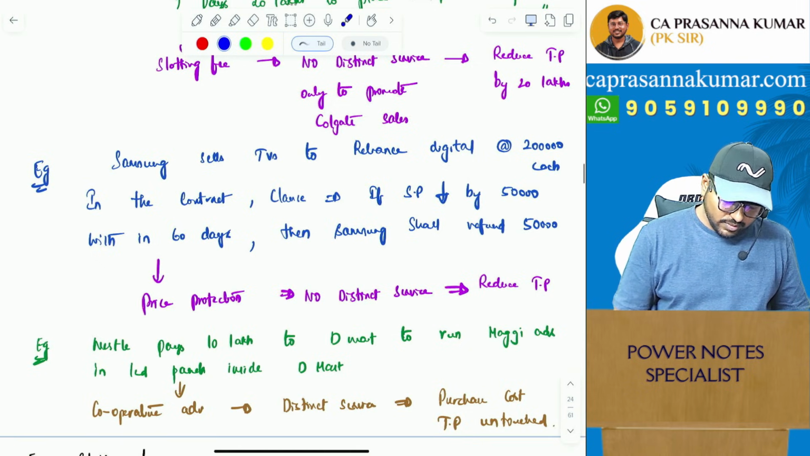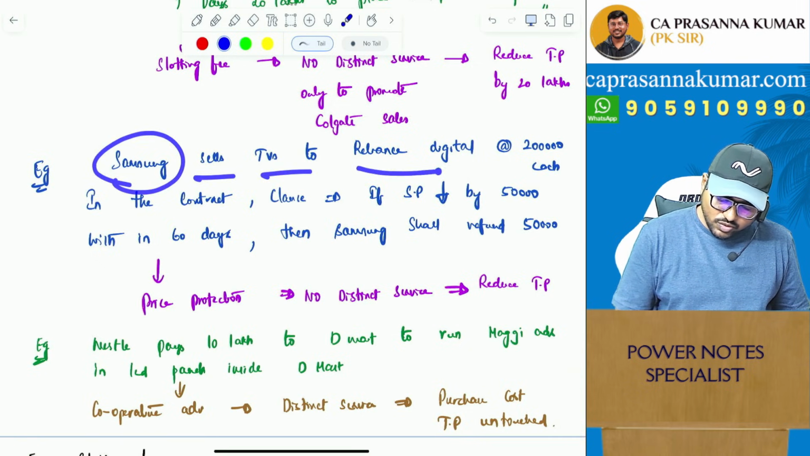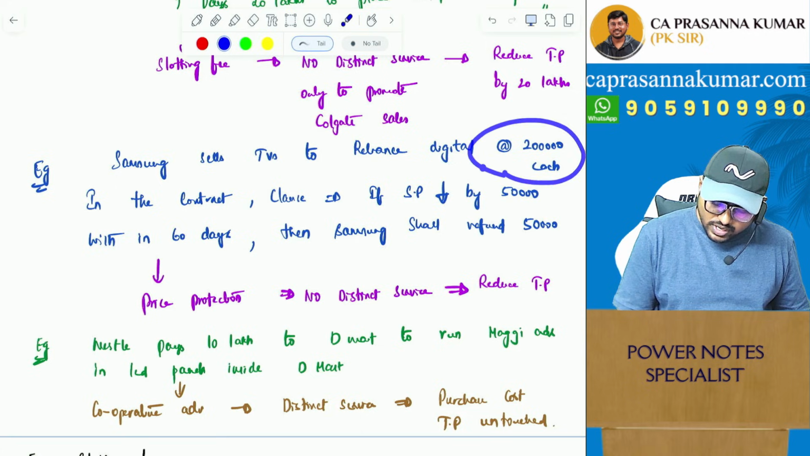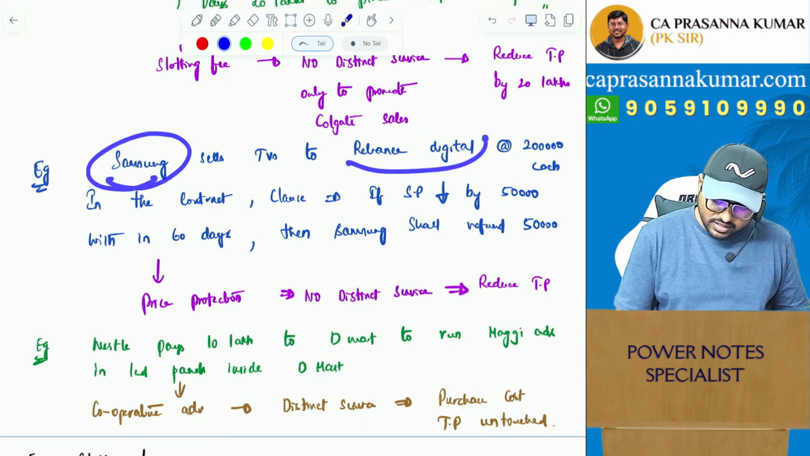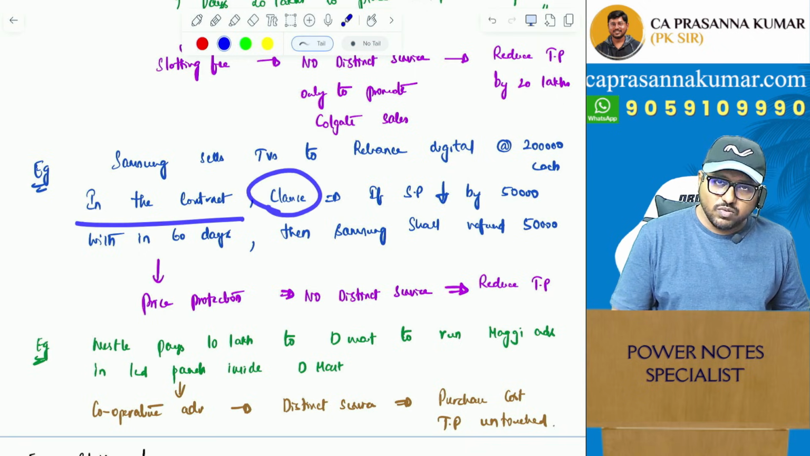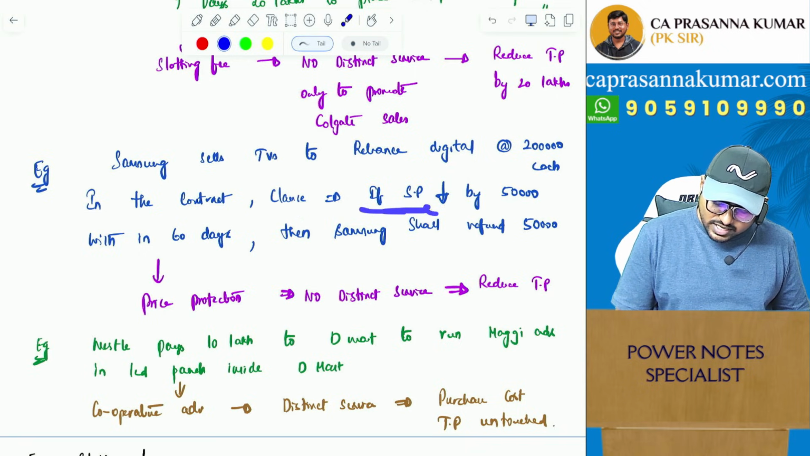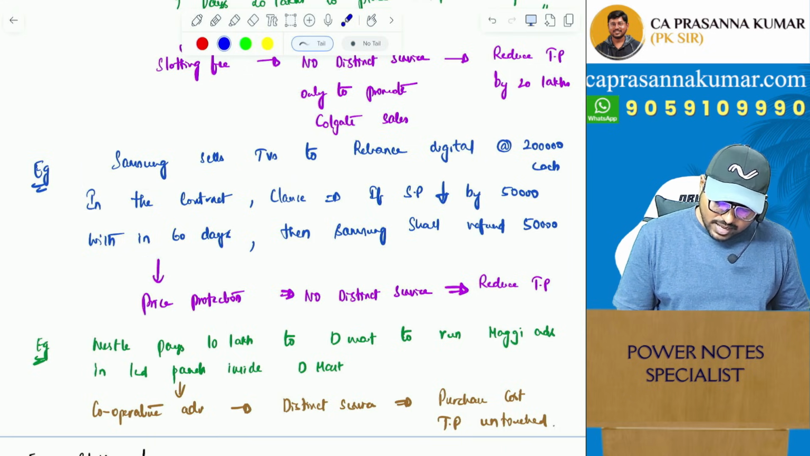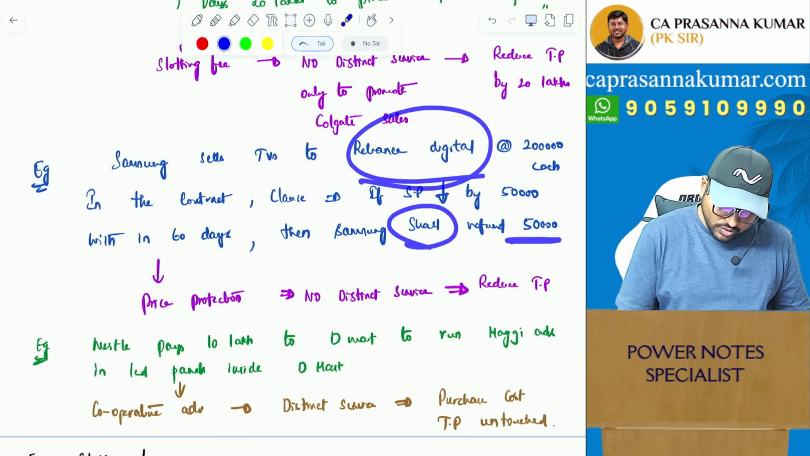Look at the next example. Samsung sells TVs to Reliance Digital. I have taken all real life examples only, at 2 lakhs each. Samsung is the entity, Reliance Digital is the customer. In the contract, there is a clause. What is that clause? If the selling price gets reduced by 50,000 in future, within 60 days of this particular transaction, then Samsung shall refund 50,000 to Reliance Digital.